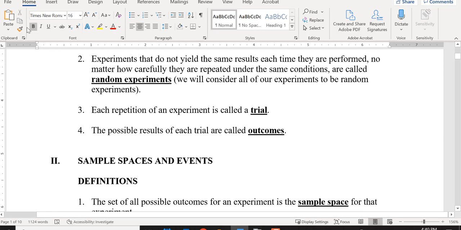Number 2, experiments that do not yield the same results each time they are performed, no matter how carefully they are repeated under the same conditions, are called random experiments. And we will consider all of our experiments from this chapter to be random experiments. Number 3, each repetition of an experiment is called a trial. So every time you do the experiment, each repetition is called a trial. The possible results of each trial are called the outcomes of the experiment.